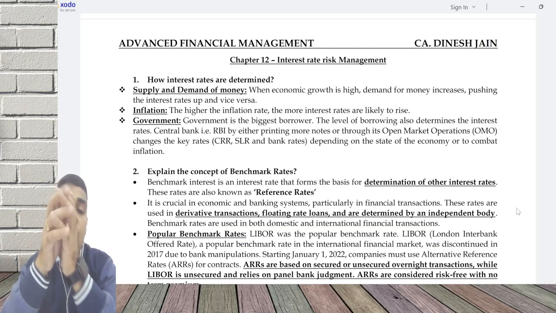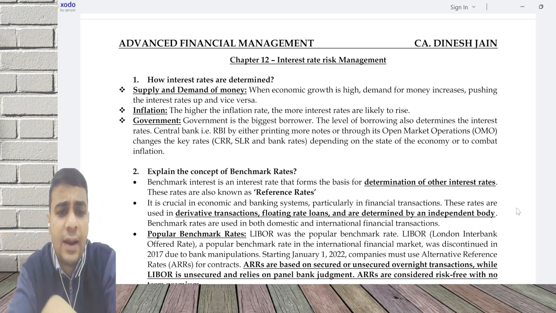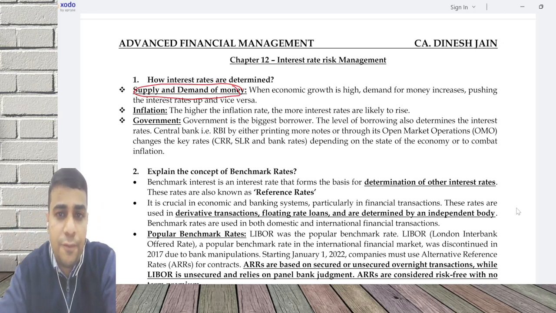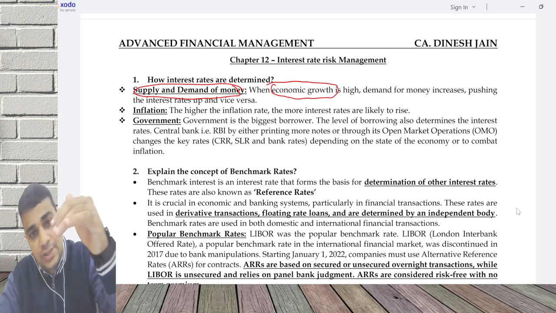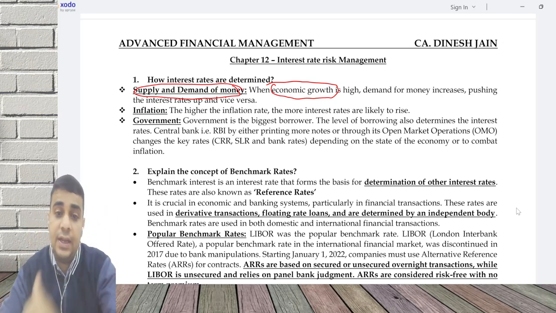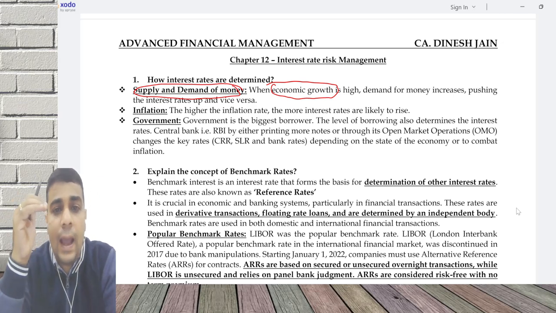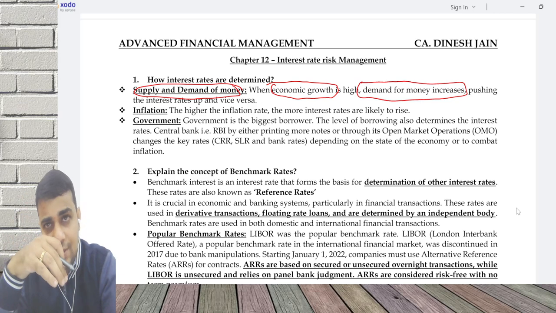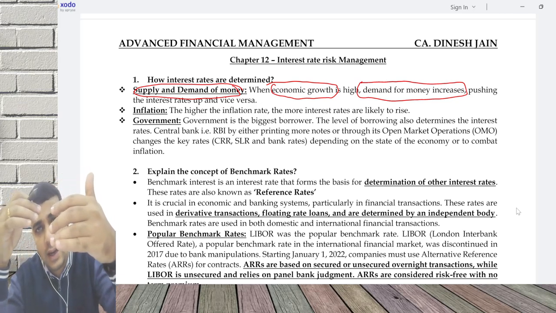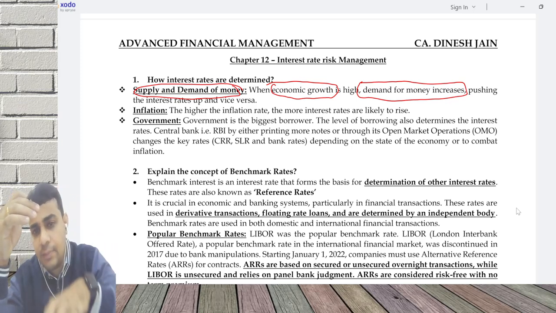So let's first start. How does a country determine interest rates? I think the primary factor is the supply and demand of money. The demand for money is predominantly dependent on economic growth. If an economy is growing at a rapid rate, more capital expenditure needs to be done, and there will also be more working capital need. So when there is significant growth in the economy, demand for money will go up, which will ultimately increase the interest rates. And it's a cycle. As interest rates start going up, people will start feeling the pinch and will have lesser demand for money, and then interest rates will come to stability.